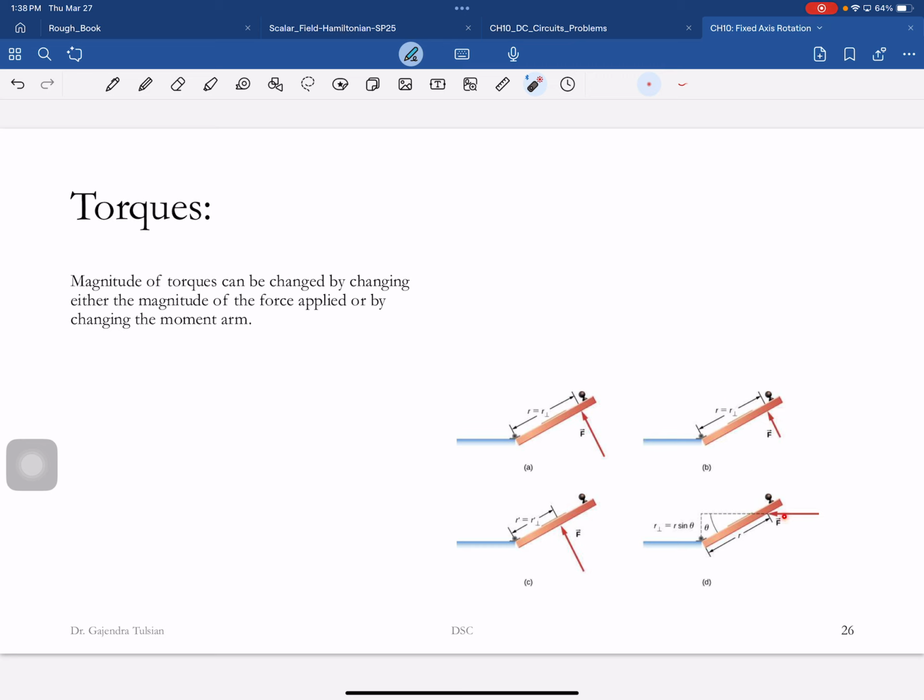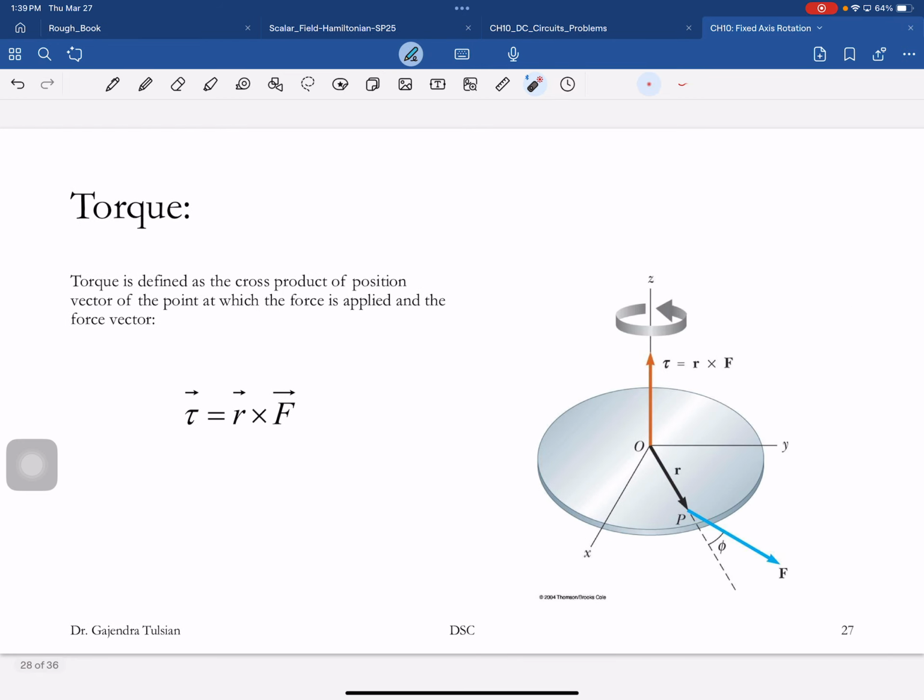And how about this guy compared to, let's say we compare this to this guy. Let's say the forces are the same, which between these two will have greater torque? A. Okay, so this force, there is the moment arm for this guy. Okay, and the moment arm is smaller than that moment arm.